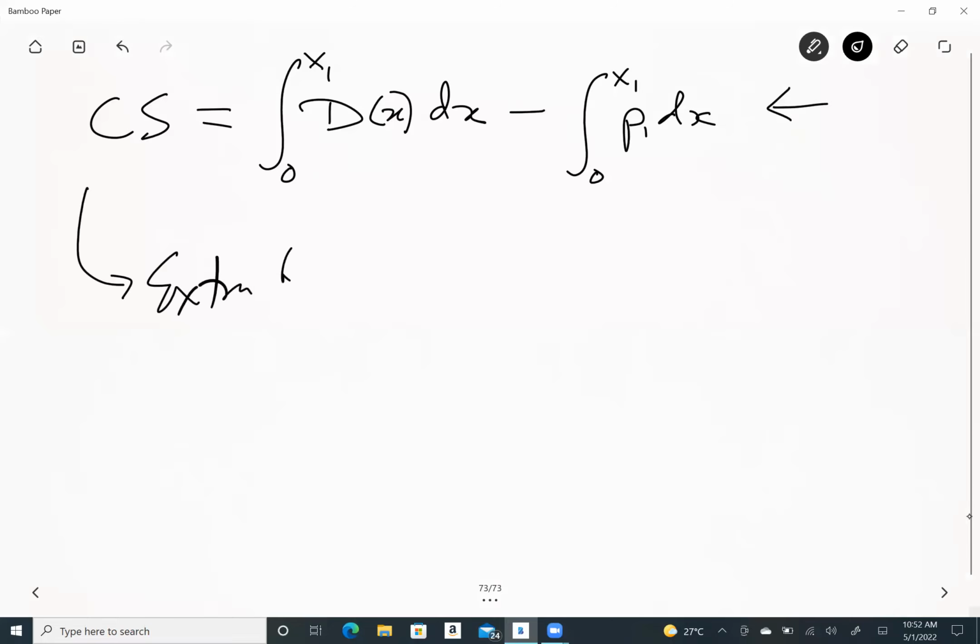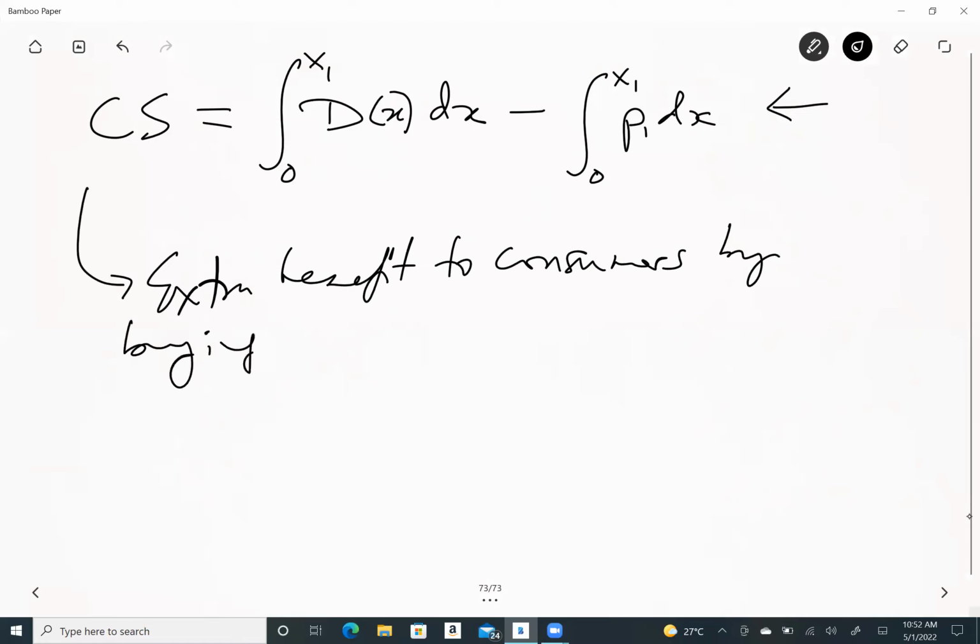Okay, is the extra benefit to whom? To consumers, by buying X1 at what price? At the price P1, which is the market price. So when the consumer buys X1 at the price P1, we gain some extra benefit. Okay, now what is that extra benefit?